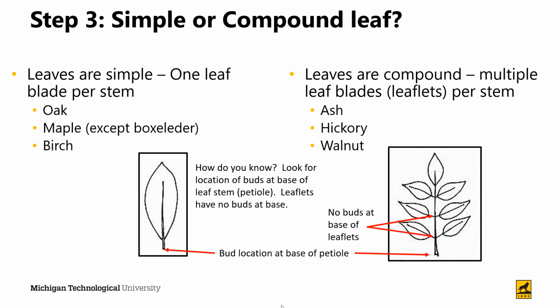Look at the base of the stem of the leaf or leaflet. A simple leaf will be accompanied by a bud at the base of the petiole. Leaflets of a compound leaf will have no buds at their base, but the central stem onto which the leaflets are attached, the petiole of the compound leaf, will have a bud at its base. Genera with compound leaves include the ashes, nut trees like the hickories and walnuts, and box elder, which, unlike most of its maple relatives, does not have simple leaves.